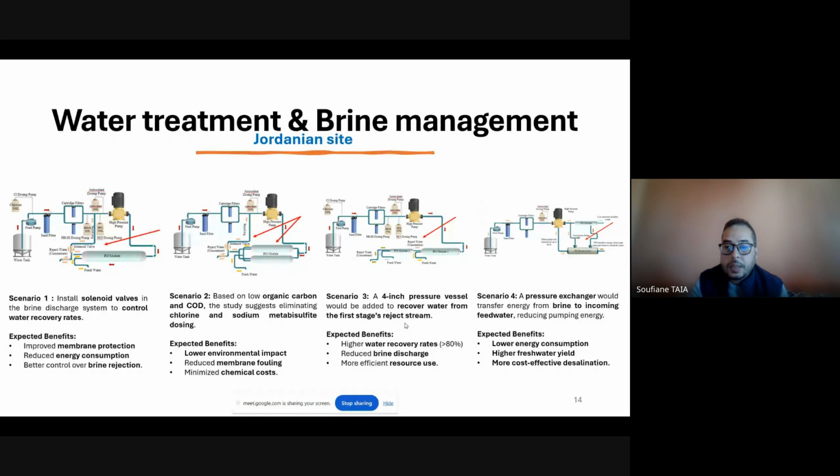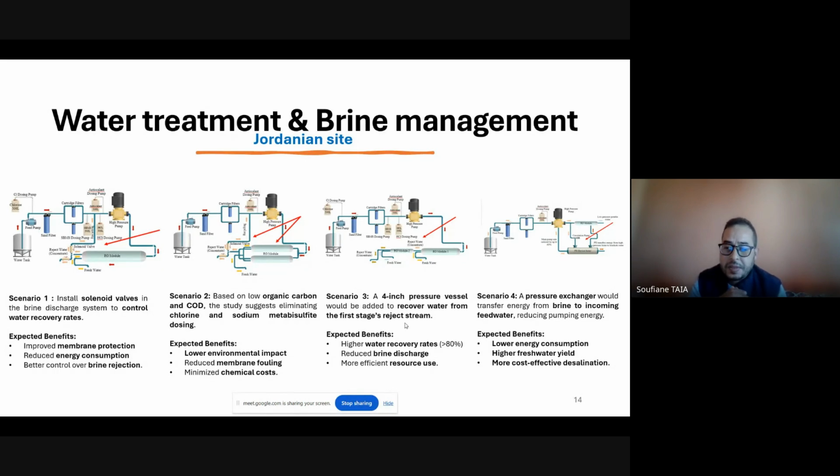As a third scenario, we propose to add a 4-inch pressure vessel to recover water from the first stage, and this will increase water recovery to over 80%, and also will reduce brine discharge and enhance resource efficiency.